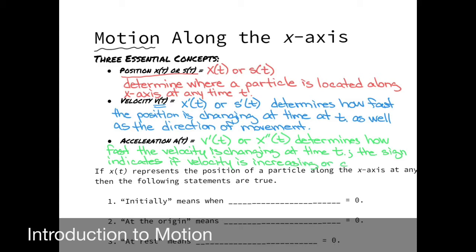Now, I'm going to define a few vocabulary terms that when you see these words, this is what you should think of. So if x of t represents the position of a particle along the x-axis, any of the following statements would be true. So initially means when the time is equal to 0. So if you see that word, t is set equal to 0. At the origin means the position of the particle is equal to 0. Or we could say that x of t is set equal to 0.